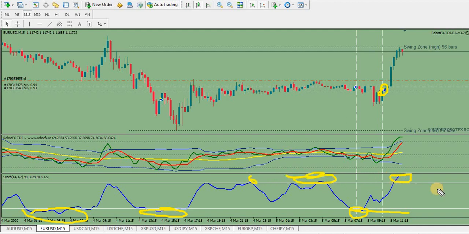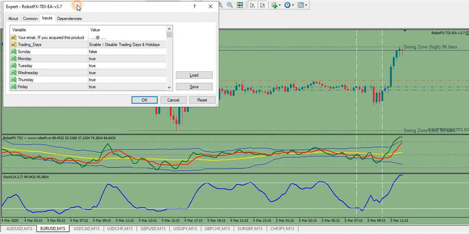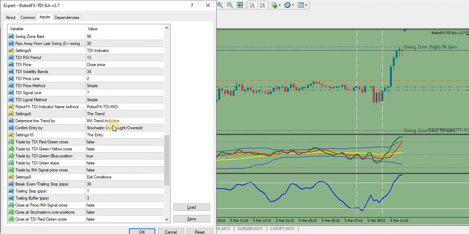That's the stochastic confirmation, and it will ignore all the other trading signals that might occur and might happen. So that is the confirmation by the stochastic indicator.